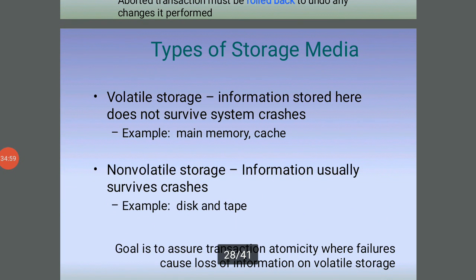Next one, types of storage media. Volatile storage: the information stored here does not survive system crashes. Examples are main memory and cache. So what is the main memory? The operating system is stored there. It is the memory that is called main memory, and this is also the primary memory.